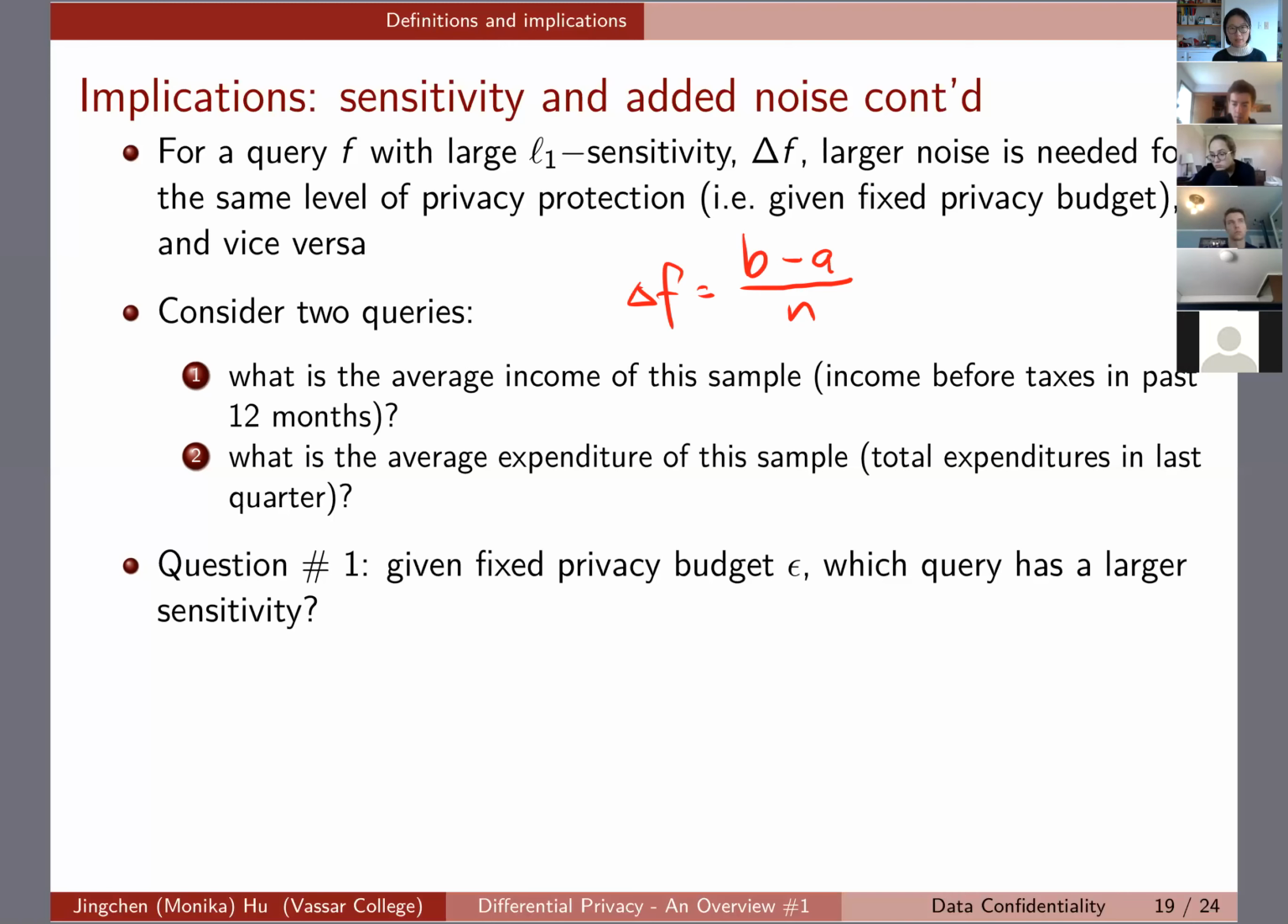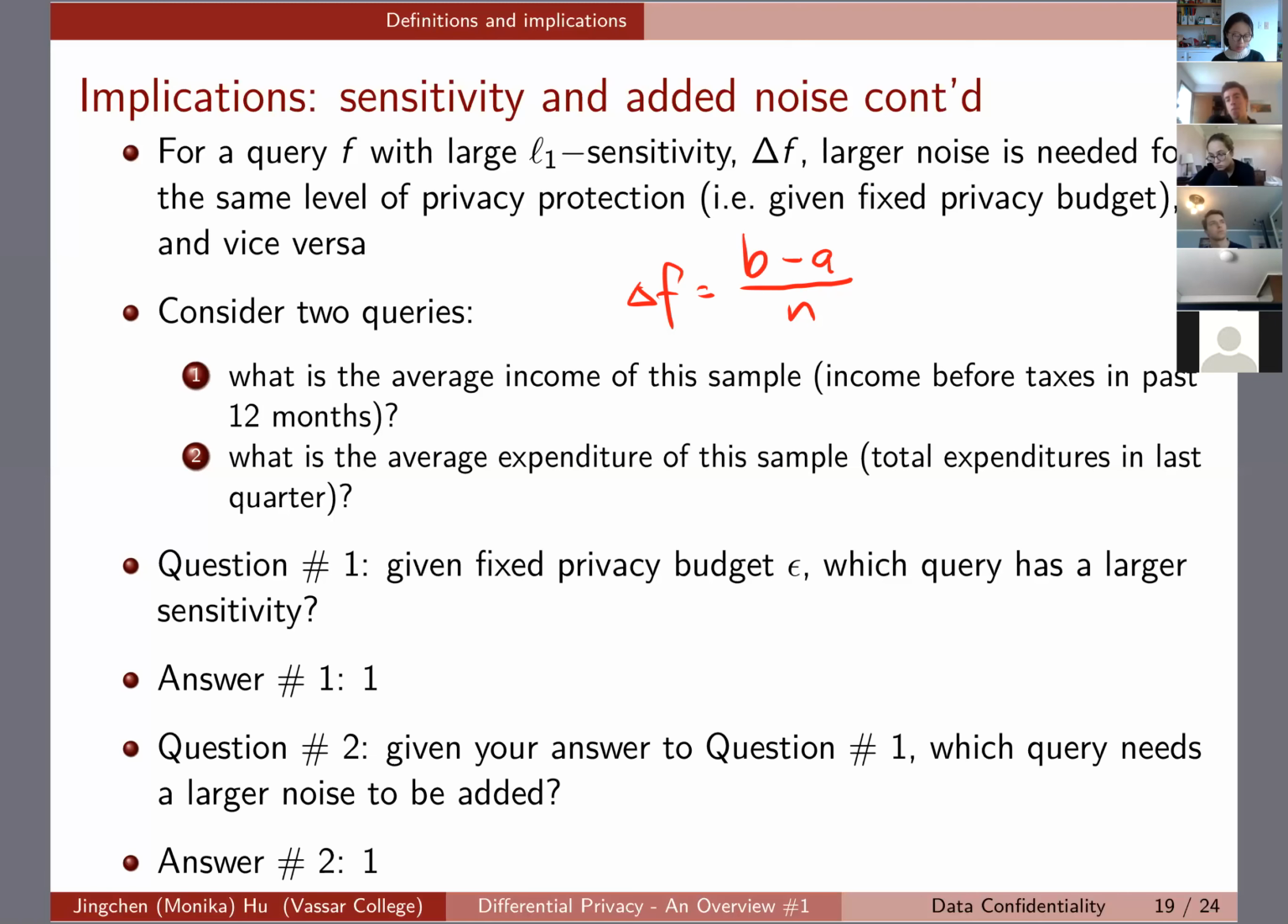With a larger range, again, we're not talking about the actual maximum and minimum income or expenditure in the data set. We're just talking about how we think about this in the universe. So let's just take that for now, that income will have a larger sensitivity.